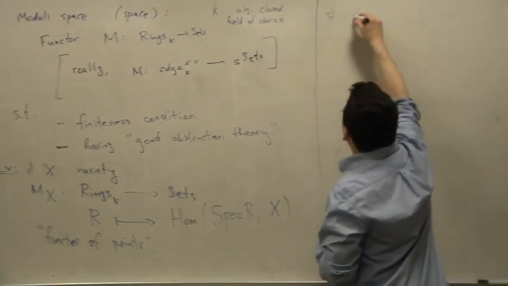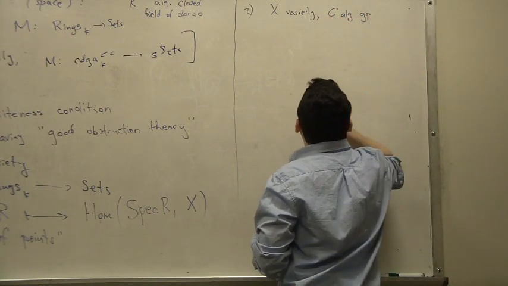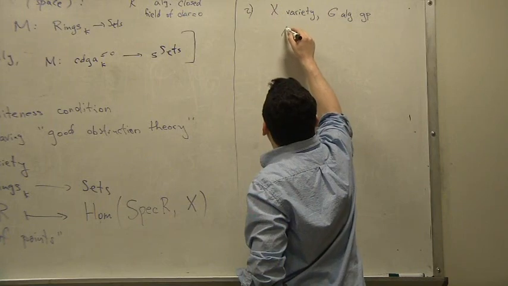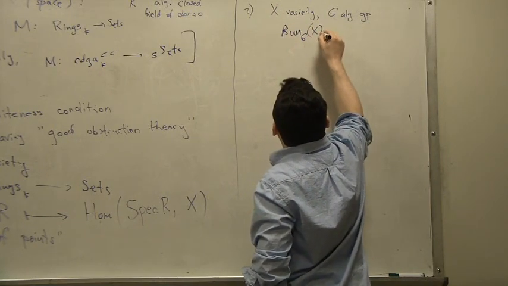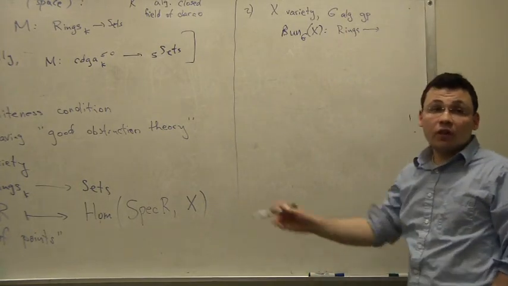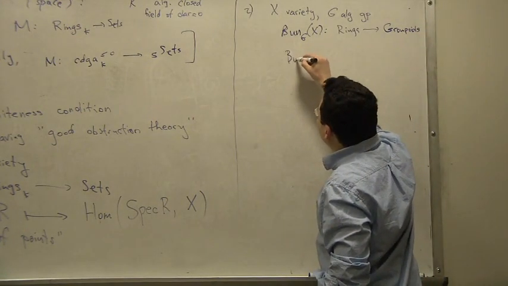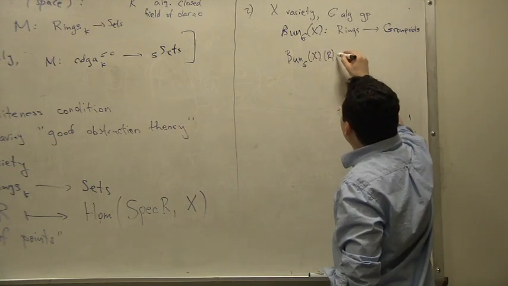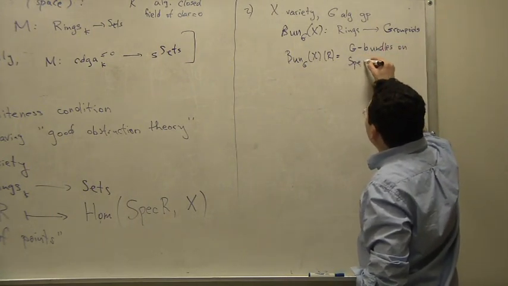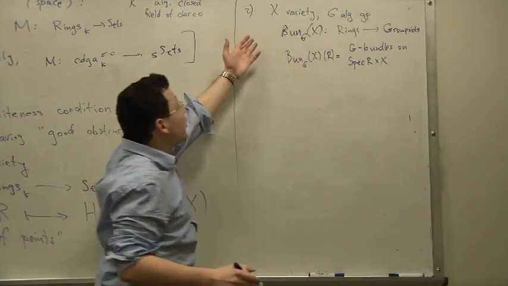Another example, let's say again X is some variety, G is an algebraic group. I'm going to define this moduli space called Bun-G of X, as a functor from rings. Now, let me be a little bit more honest. It's not going to be a functor from rings to sets anymore. It's going to be a functor from rings to groupoids. So then Bun-G of X of R is going to be principal G bundles on spec R cross X. So this just classifies principal G bundles on X, essentially.